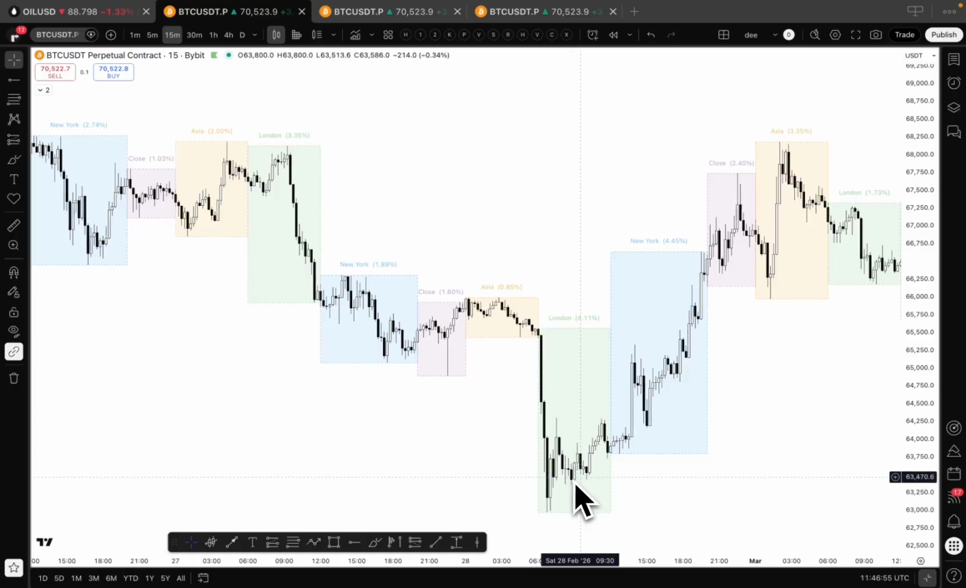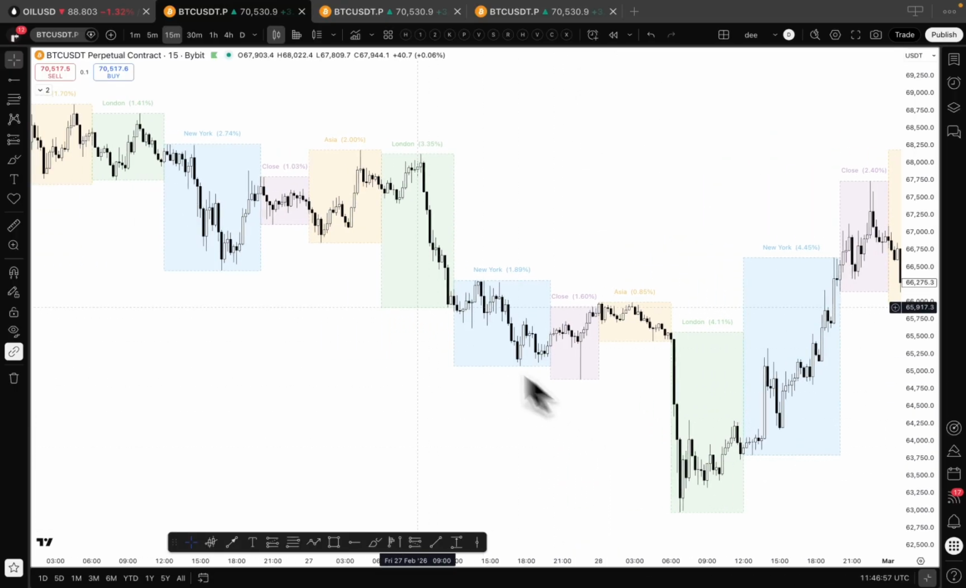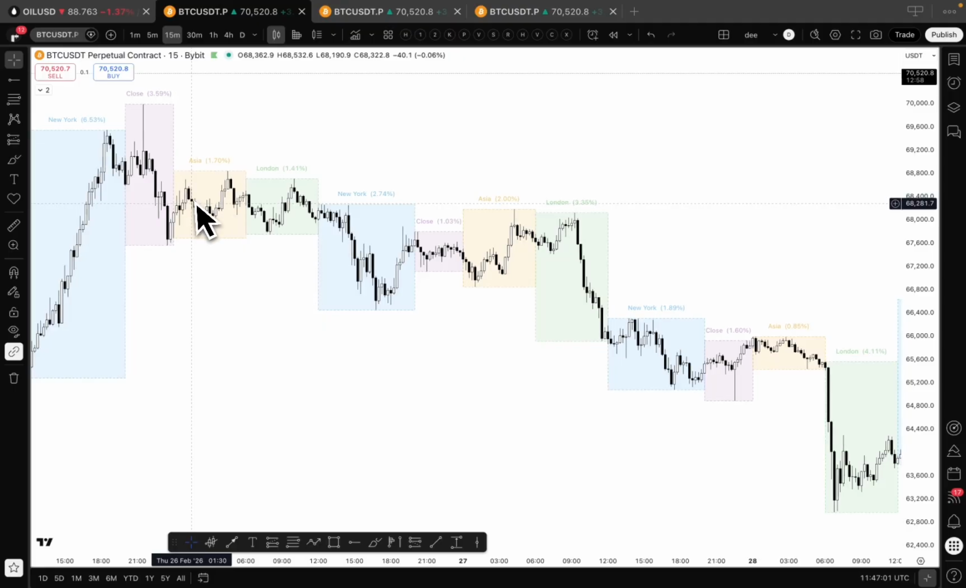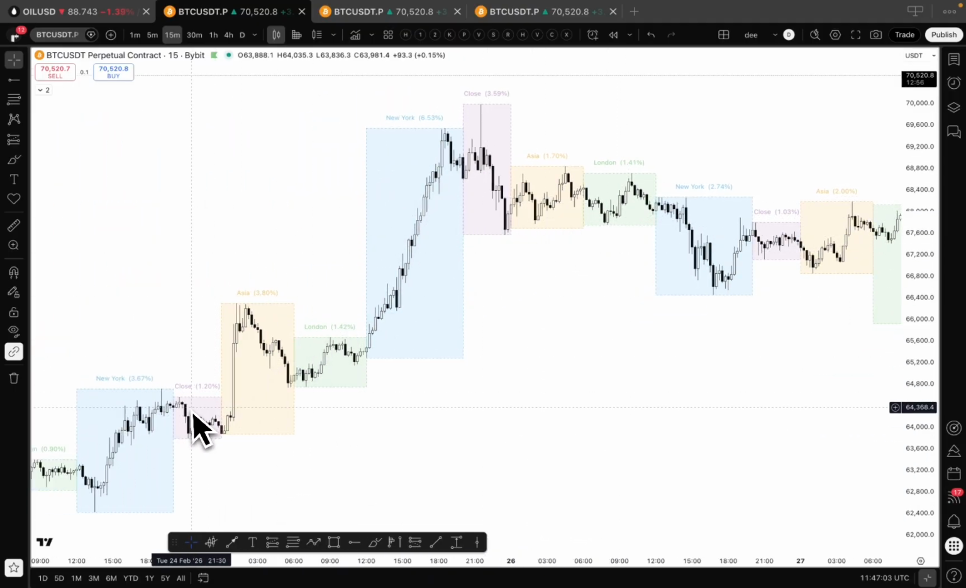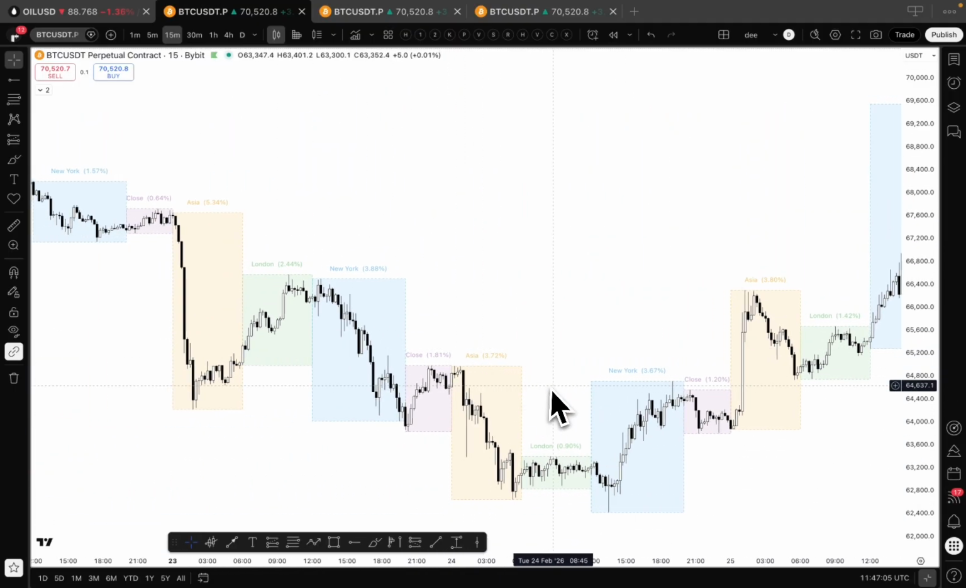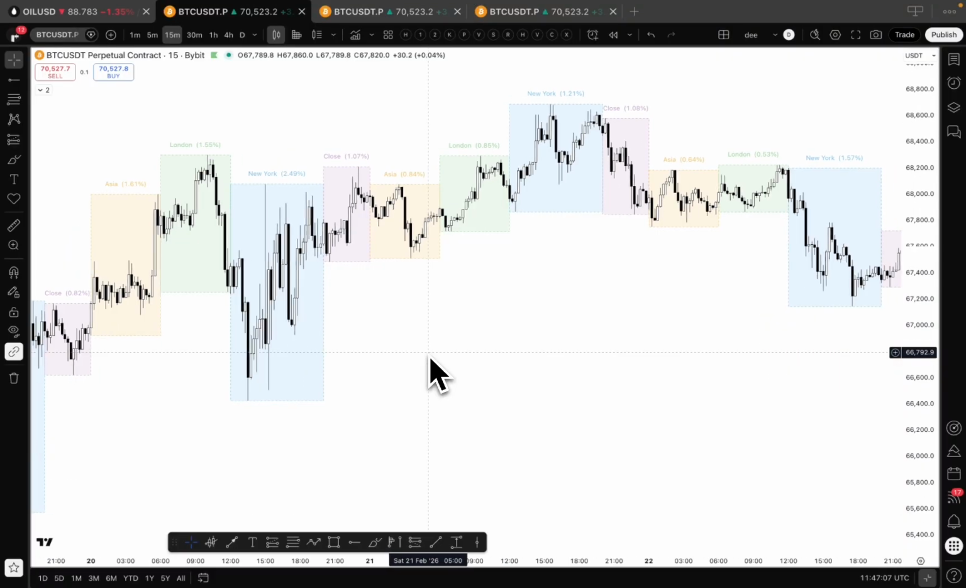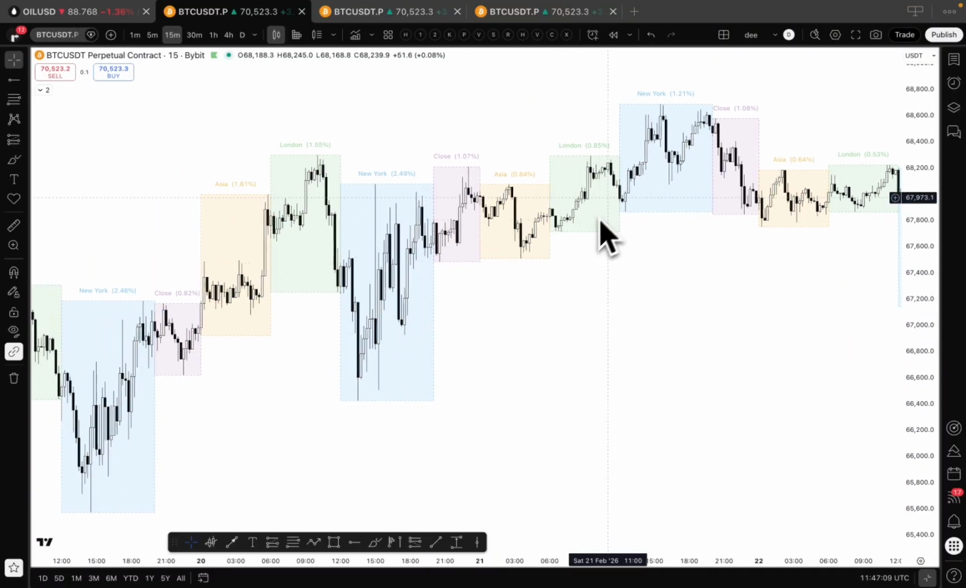London puts in the current daily low, but New York was not able to take it out. London puts in the daily low, New York took it out. London did not put in daily low or high. Same in this case, same in this case, same here. Okay, London put in the current daily high.